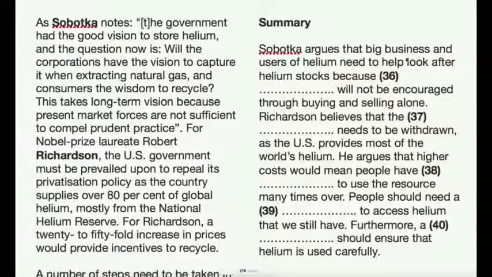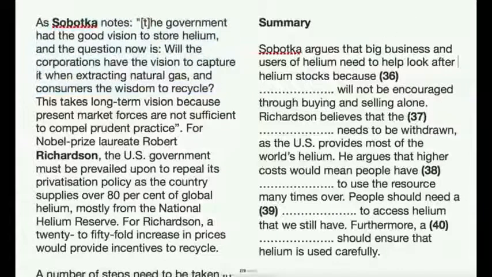If we read through the first sentence of the summary, Sobotka argues that big business and users of helium need to help look after helium stocks because something will not be encouraged through buying and selling alone. So let's look at the first sentence here. As Sobotka notes, the government had the good vision to store helium, and the question now is, will the corporations have the vision to capture it when extracting natural gas, and consumers the wisdom to recycle?